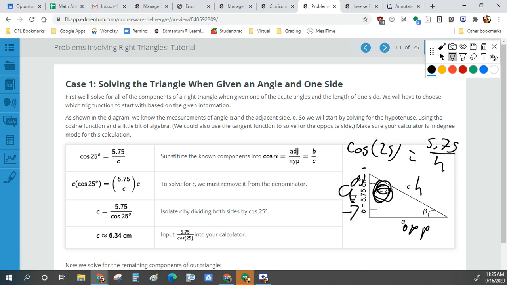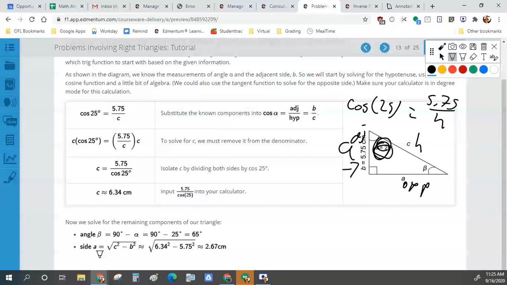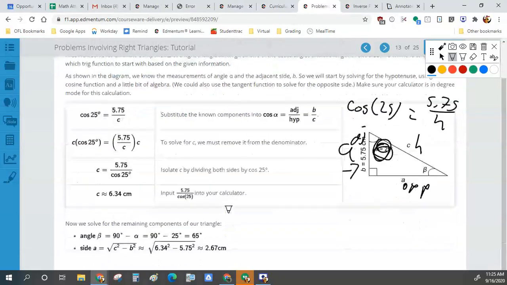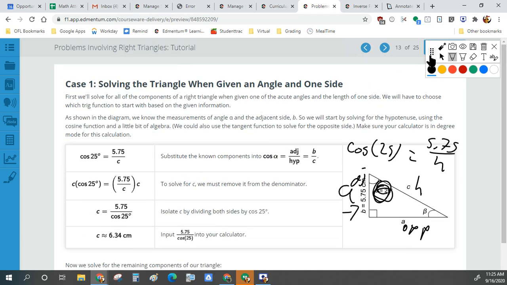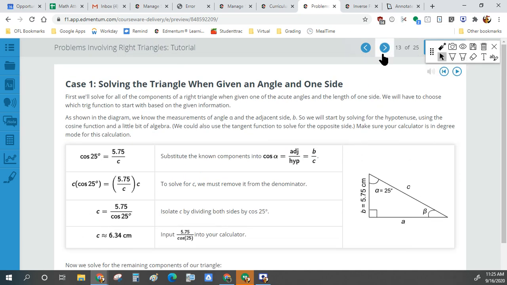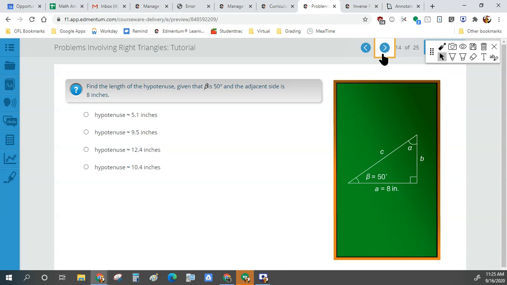We need to identify which trig function. We're not going to use sine because we have no idea what our opposite is. So that's the biggest part, is just identifying when you need this. Sometimes you're going to have to solve for sides using the Pythagorean theorem. Sometimes you might solve for angles, just subtracting the angles. But otherwise, that's usually how we would do this, is just identifying our trig function.